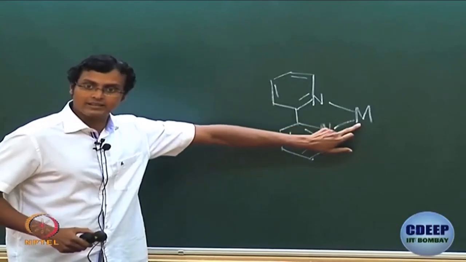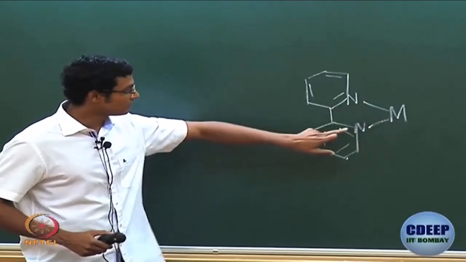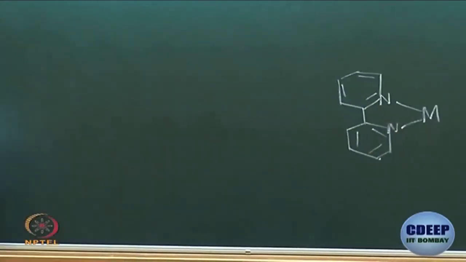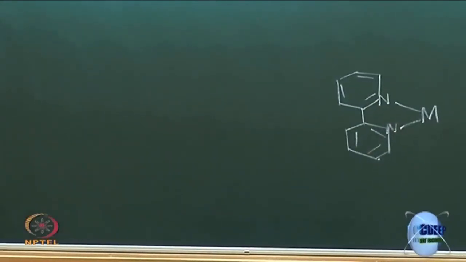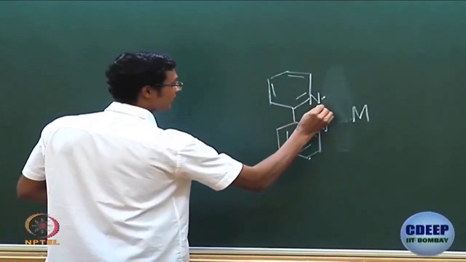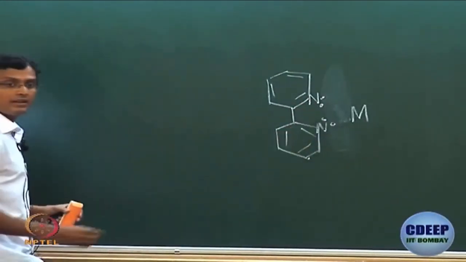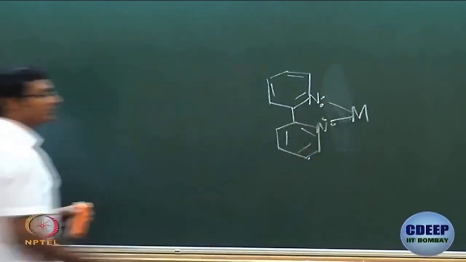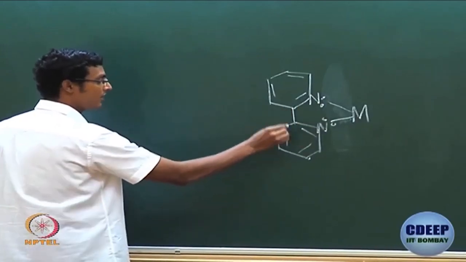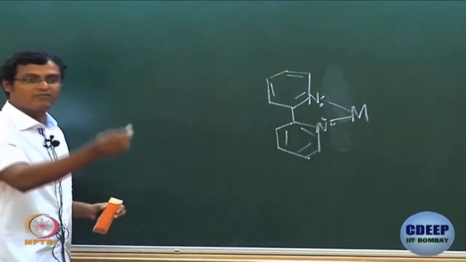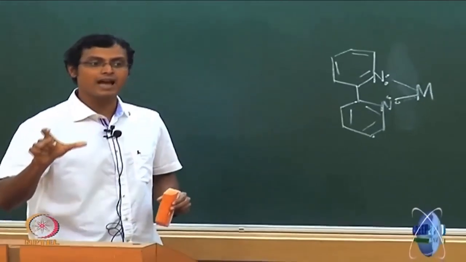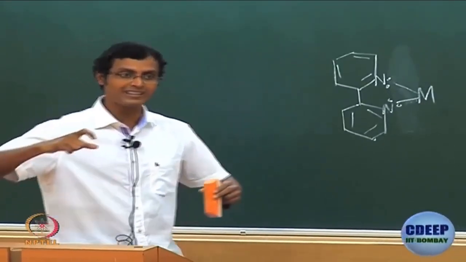See, this is the metal center, the coordinating atom, and two coordinating atoms are there. These are the donation; the lone pair is donating. Overall, you see 1, 2, 3, 4, 5. It is a 5-membered ring formation, which is going to stabilize the metal complex. It is like a chelator.